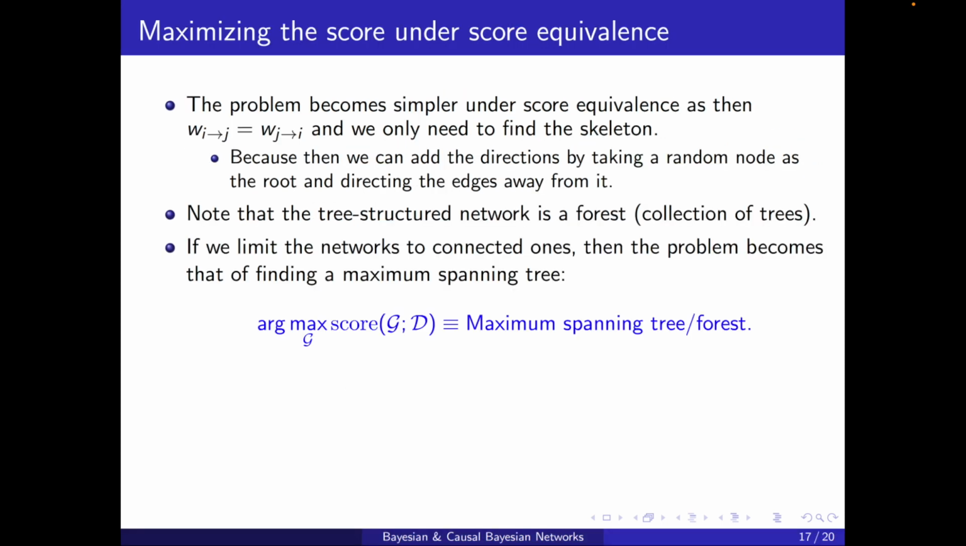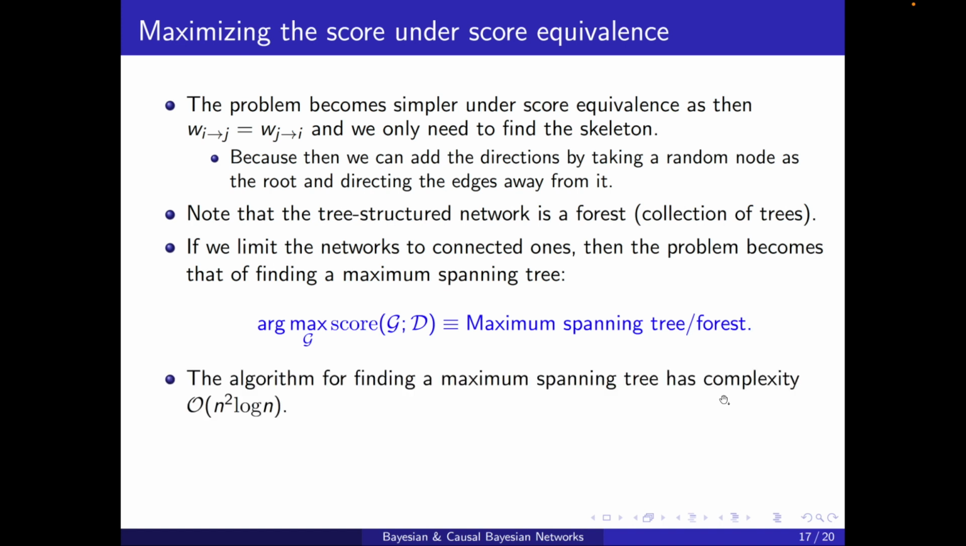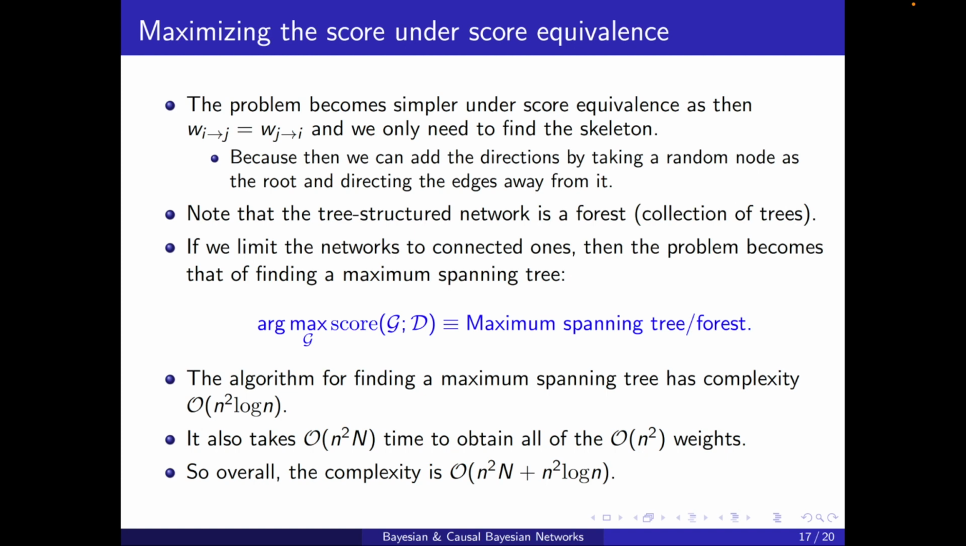Okay, back to our algorithm. The problem of finding the G with the max score is translated into the maximum spanning tree or forest. This whole approach is also known as the Chu-Liu algorithm. And what is the complexity? Well, the algorithm for finding the maximum spanning tree has complexity O(n squared log n), and it also takes O(n squared times N), where N is the size of the data, to obtain all of the weights. So overall, it takes O(n squared times (N plus log n)) to perform this algorithm.